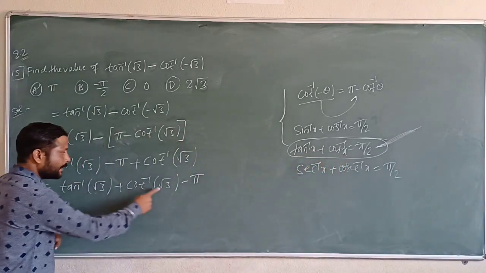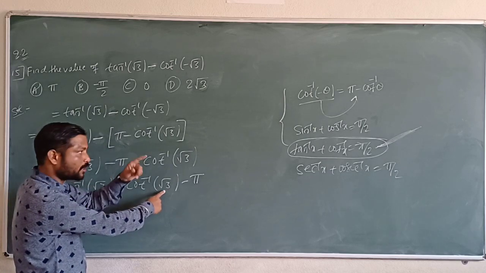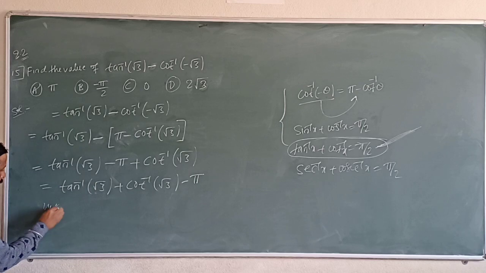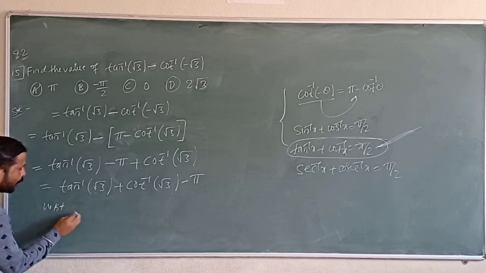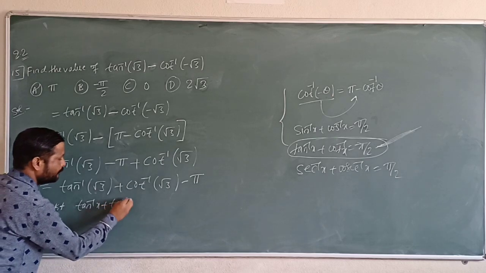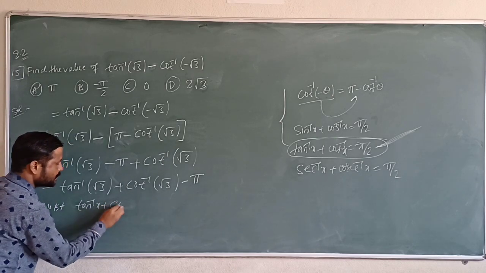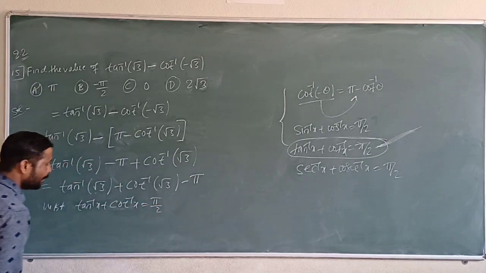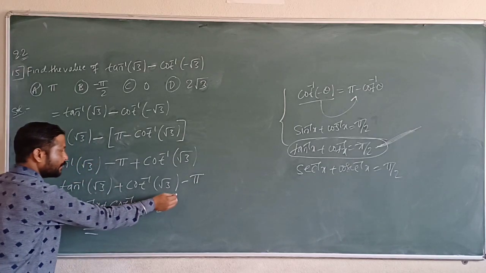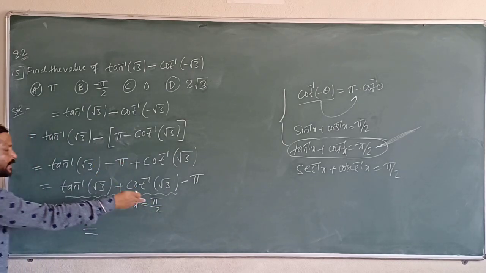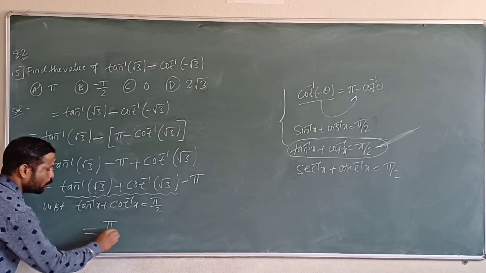You know, root 3 is the same, so it is possible to apply that property. We know that tan inverse x plus cot inverse x is equal to pi by 2 is a property. See here, tan inverse of root 3 plus cot inverse of root 3: the entire answer becomes pi by 2 only.